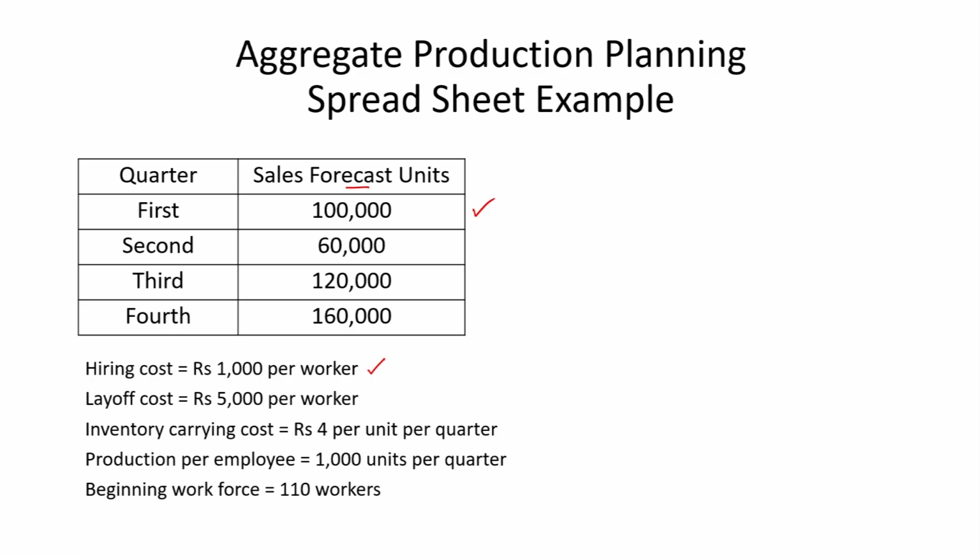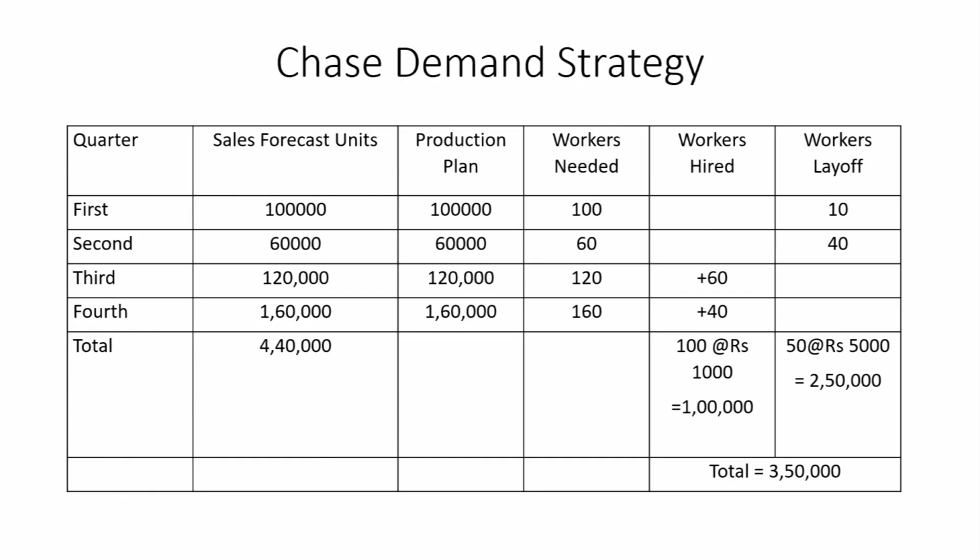Inventory carrying cost, again depending upon the unit cost of the item. If it is a bigger item of few thousand rupees, it will be more, but for the sake of keeping the numbers low, we have kept rupees 4 per unit per quarter, and then the production per employee is 1000 units per quarter, and beginning workforce is 110 workers. To start with, I am having 110 workers. So, with these input parameters, let us see the analysis of the various strategies.